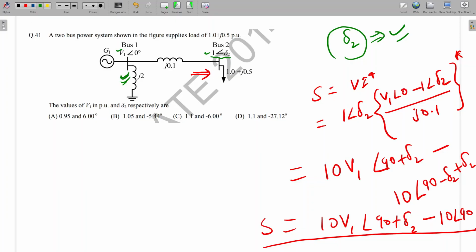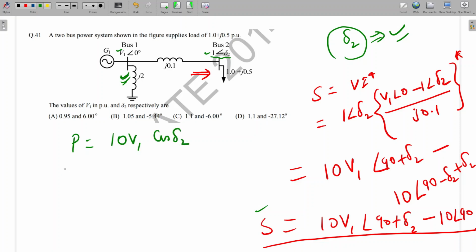Is it clear to all? Clear, sir. Okay, so now we can take sine and cosine. So real power will be, so we can take sine. So 90 plus theta cos. So P will be 10 V1 cos delta 2.